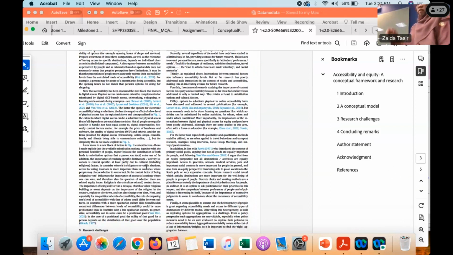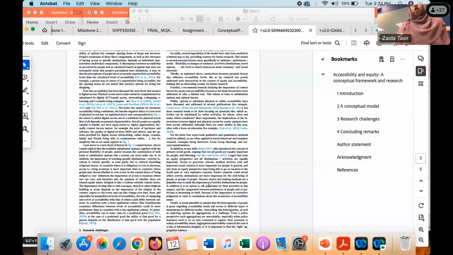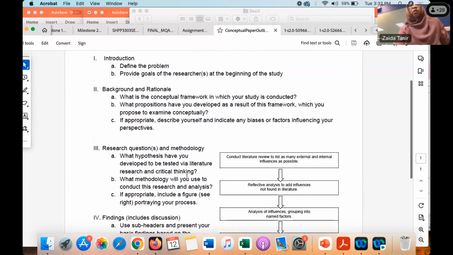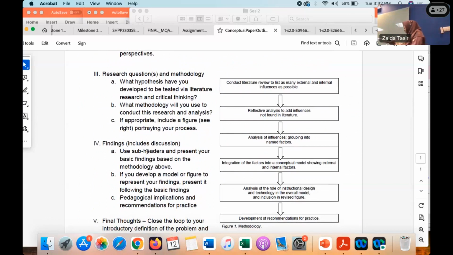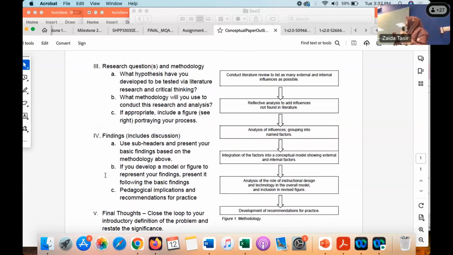So there's no specific structure. How do you do that? This is actually the outline for a concept paper, which has no data. You can start with the introduction, where you define the problem, and later on, you focus on the background and the rationale. You focus on your research question and methodology. To make it interesting, produce a table to show that this is your research question, this is your methodology, this is what previous research has been conducted on, and this is the instrument that we use. After that is the finding. What do you get?